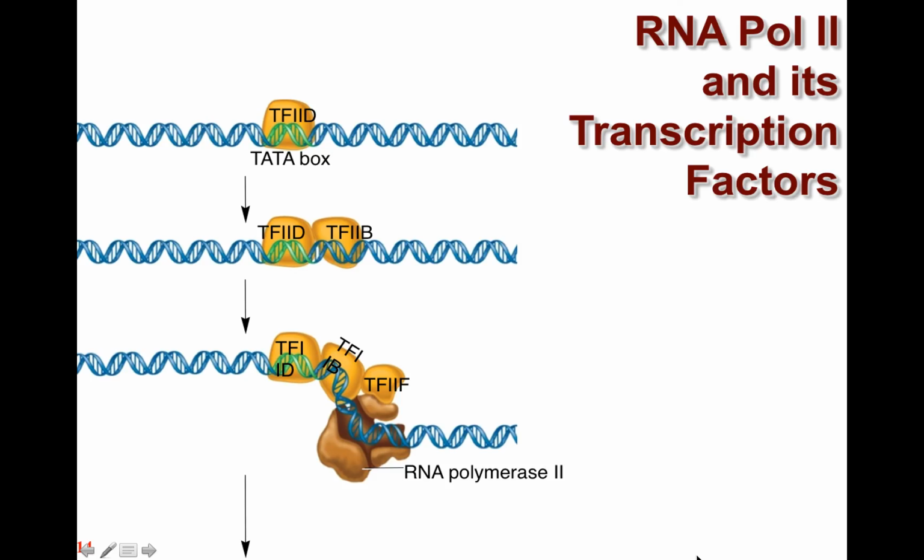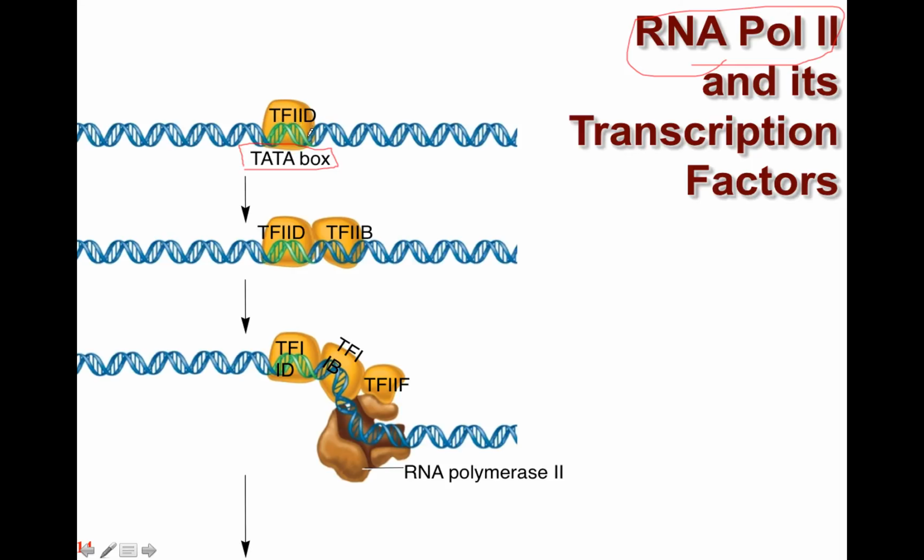Okay, we're going to focus most of our attention on RNA polymerase II. That is the polymerase that transcribes genes into messenger RNAs that get translated into protein. So the first thing we're going to look at is the TATA box. All polymerase II genes have a TATA box.